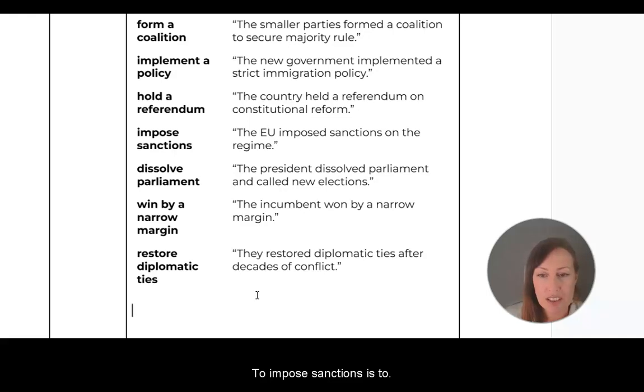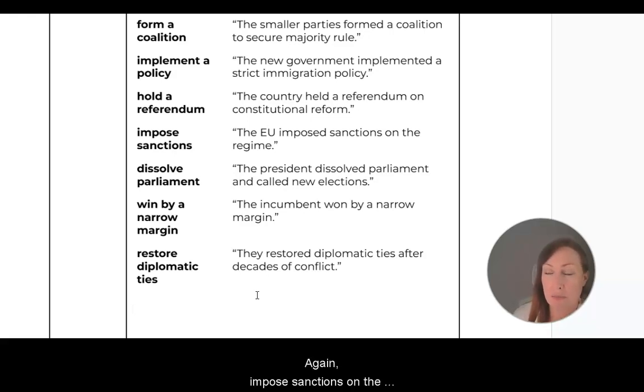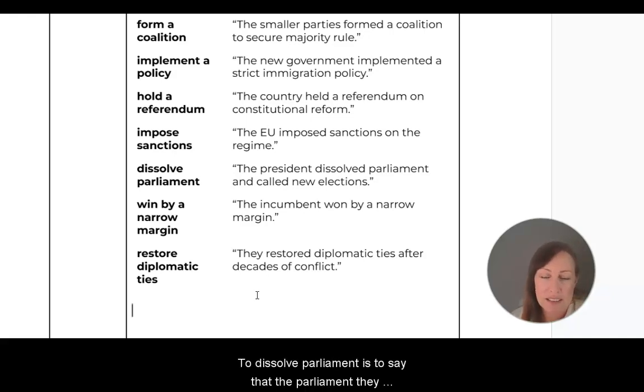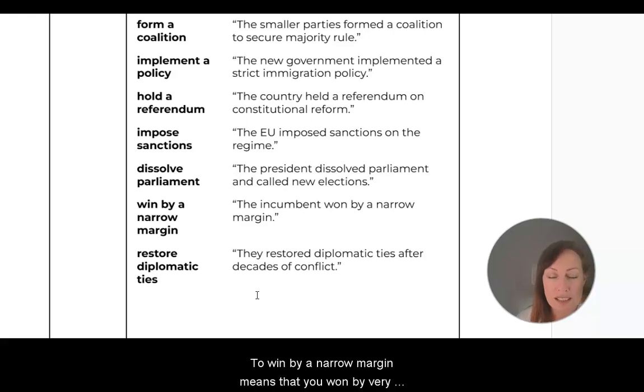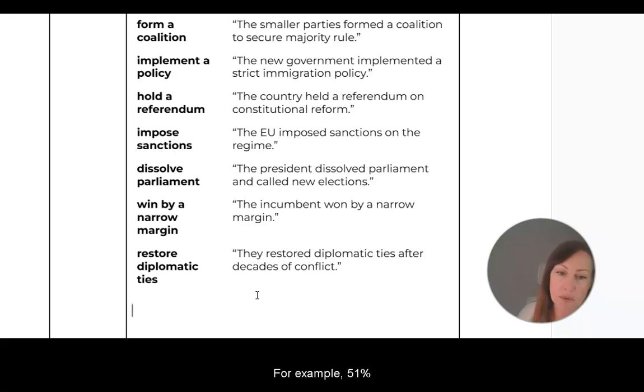To impose sanctions is, for example, they impose sanctions on the country because they wouldn't comply with the law. So there were some limits to what they could do. To dissolve parliament is to say that the parliament they have at the moment is null and void. It's not legal. To win by a narrow margin means that you won by very few votes. For example, 51% to 49% is a narrow margin. And restore diplomatic ties.